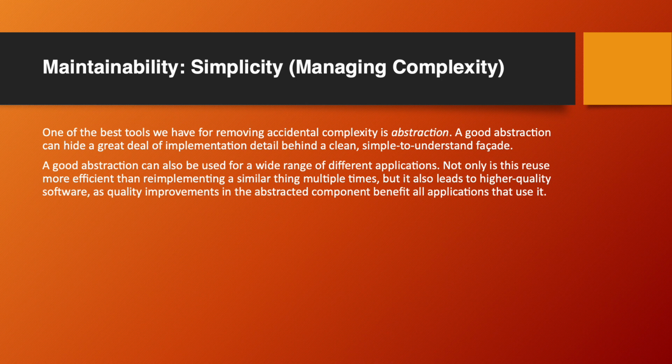Now, let's look at simplicity, that is managing complexity in the context of maintainability. One of the best tools we have for removing accidental complexity is abstraction. A good abstraction can hide a great deal of implementation details behind a clean, simple to understand facade. A good abstraction can also be used for a wide range of different applications. Not only is this reuse more efficient than re-implementing a similar thing multiple times, but it also leads to higher quality software, as quality improvements in the abstract component benefit all applications that use it.